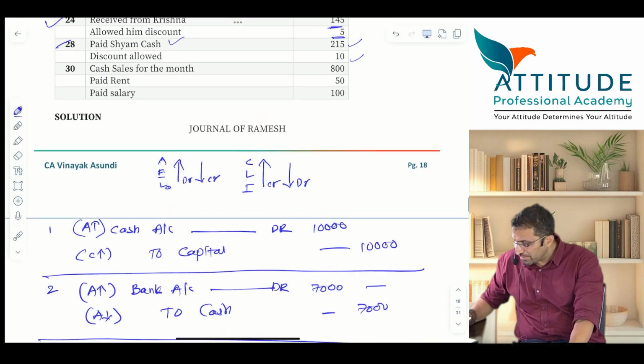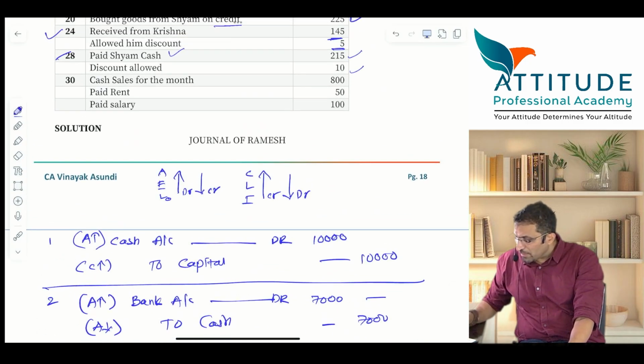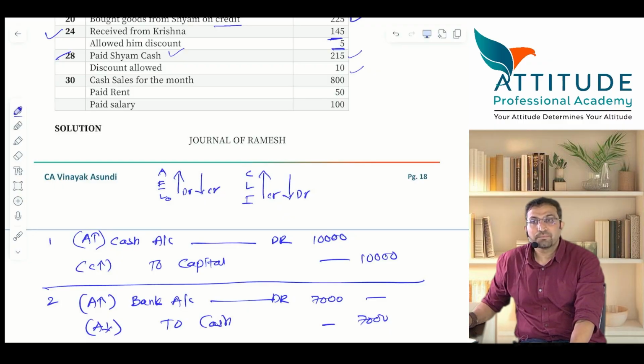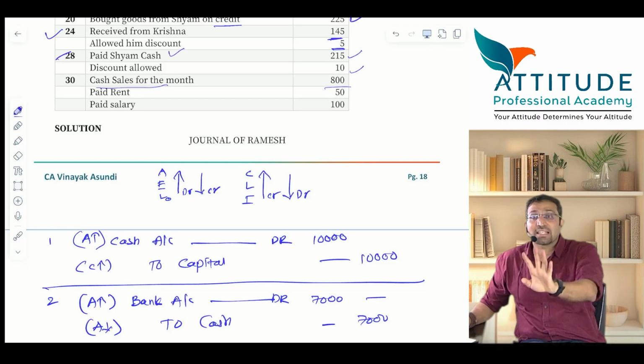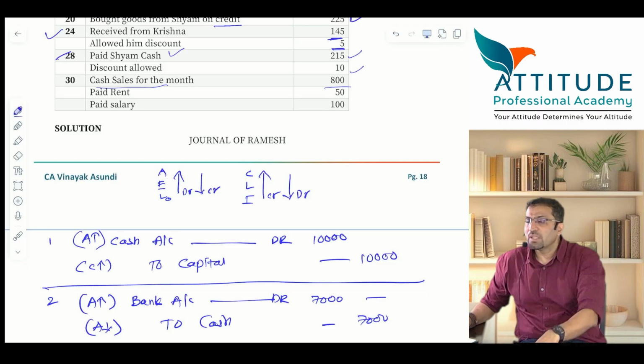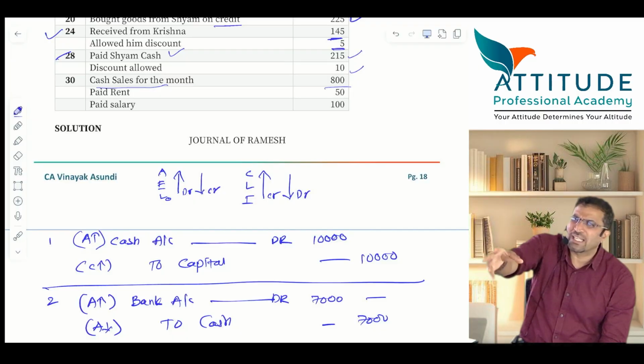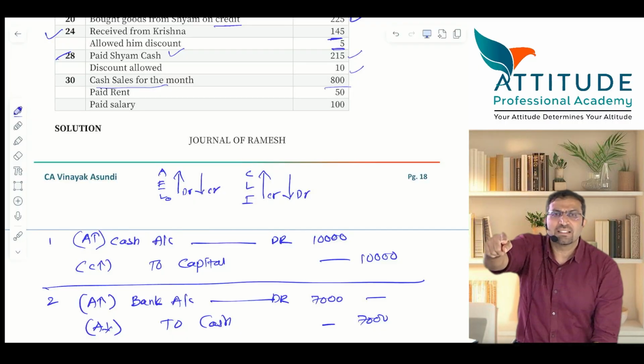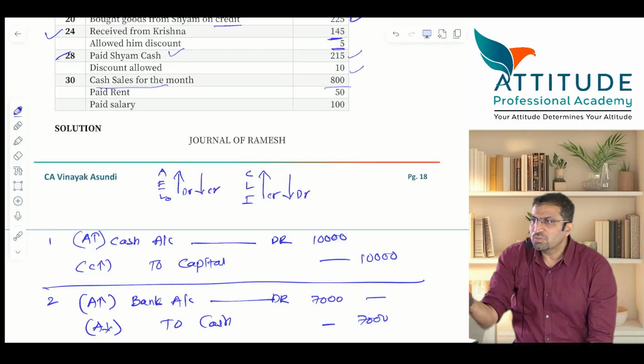30th, tell me. Cash sales for the month, how much? 800. Correct? Cash sales for the month, 800. This is very simple. Cash sales hai. What did you get? Answer. All of you should open your mouth here. Please, come on. What did you get? What did you give? Goods.